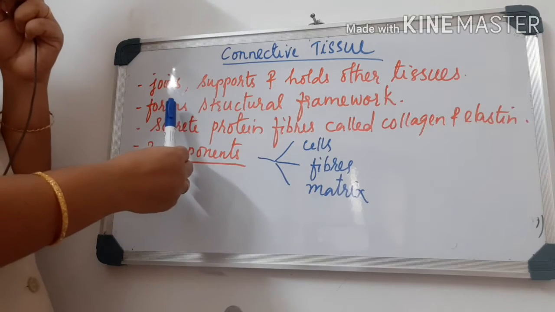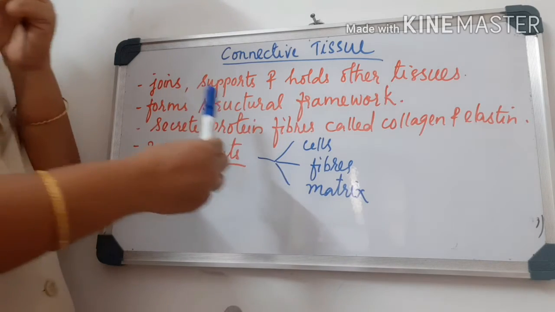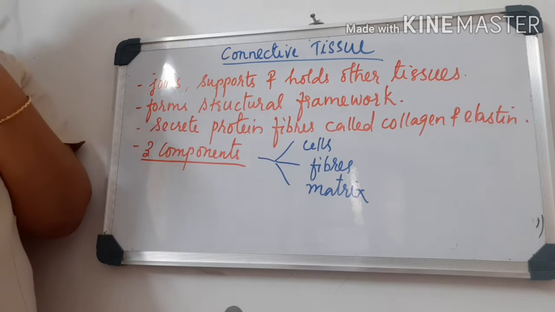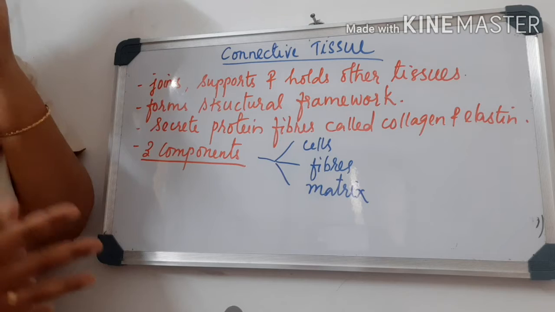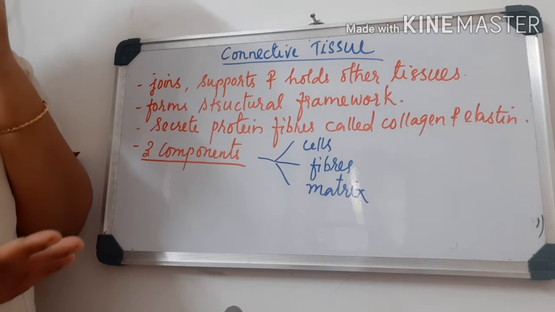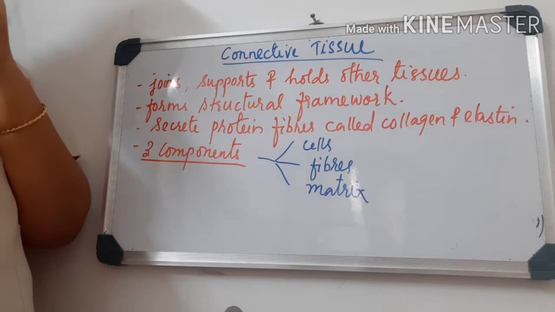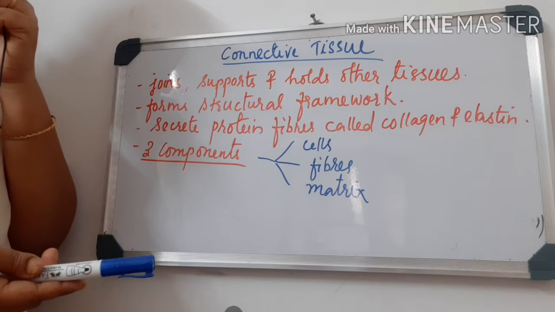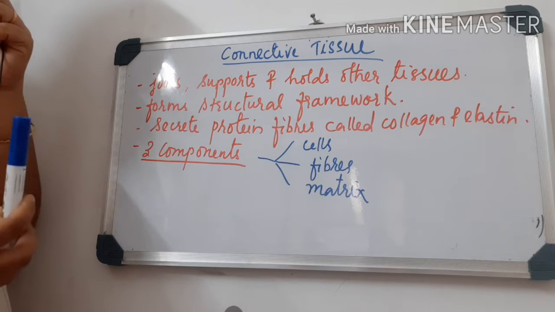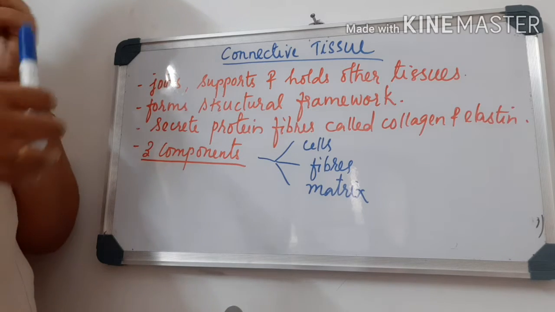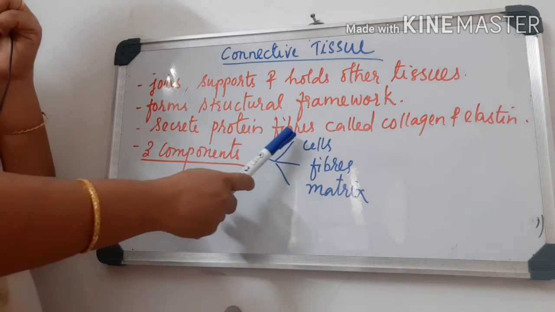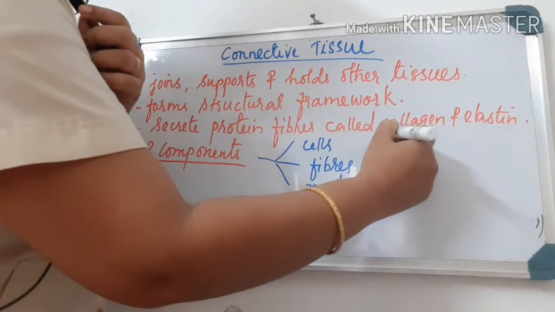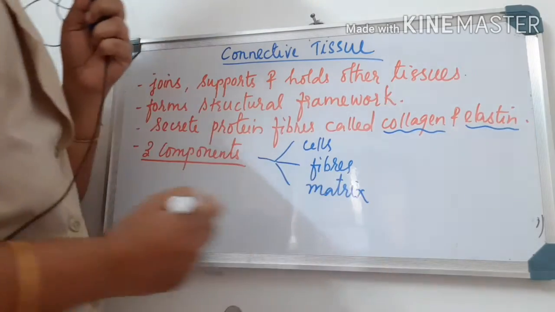This connective tissue forms the structural framework for many organs, and it also plays an important role in the defense mechanism of the body. They also help in tissue repair, fat storage, and in the transmission of materials to the other tissues. Then, coming to the third point, this connective tissue will sometimes secrete structural protein fibers, which are known as collagen and elastin.